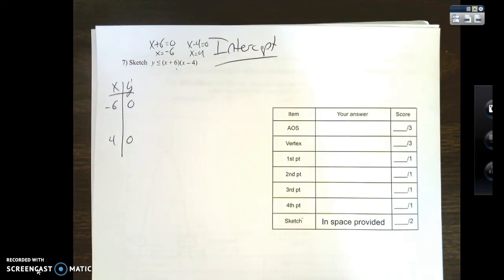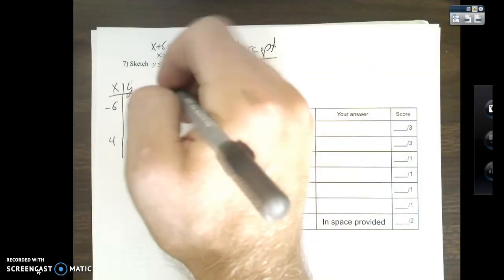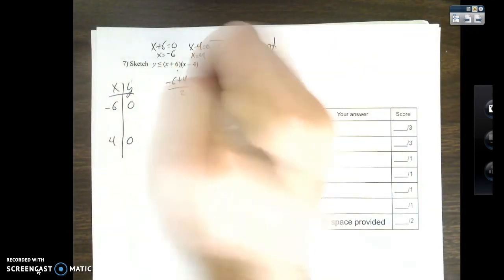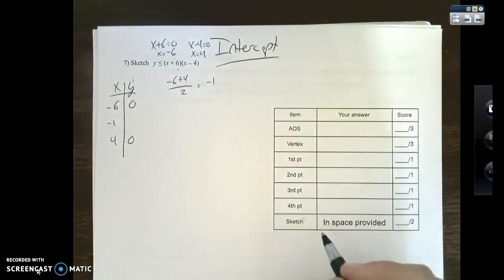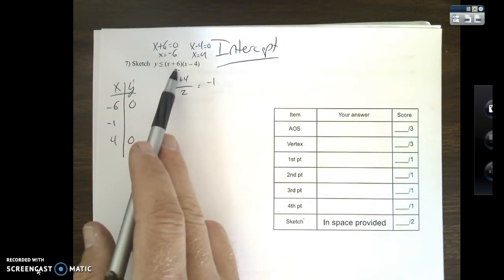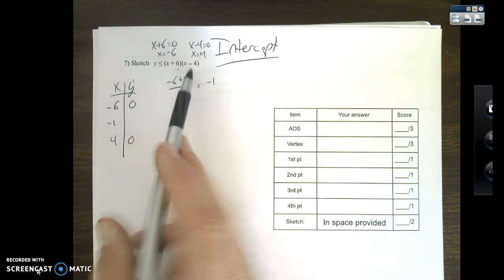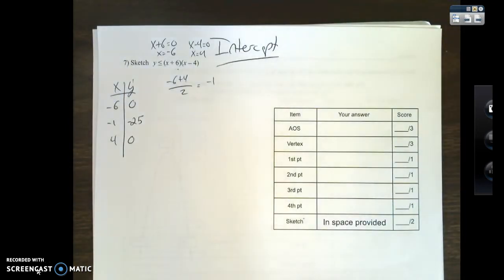Okay, well, those are 2 points. That's awesome. Good stuff. But I want to find what's in the middle. So I can do negative 6 plus 4, and divide that by 2. Negative 2 divided by 2 is negative 1. Now, if I plug negative 1 up here, negative 1 plus 6 is 5. Negative 1 minus 4 is negative 5. Multiply them together, negative 25. They do want another point here.